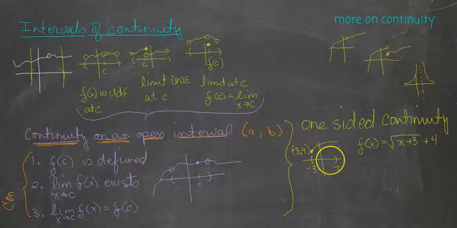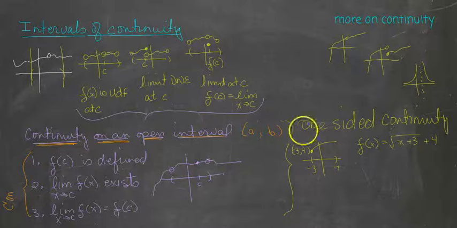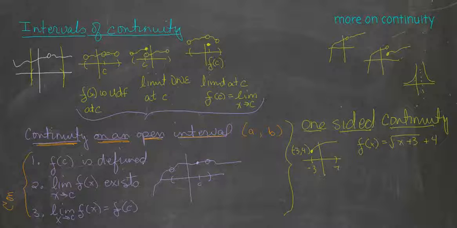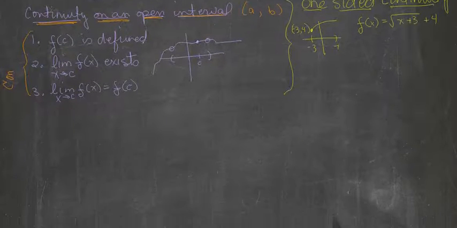So on this interval, if I can say without a doubt that this function is continuous, then I can work with that. So sometimes one-sided continuity is sufficient for me to be able to evaluate and work with a graph or a function. All right, so let's look at closing off these intervals.